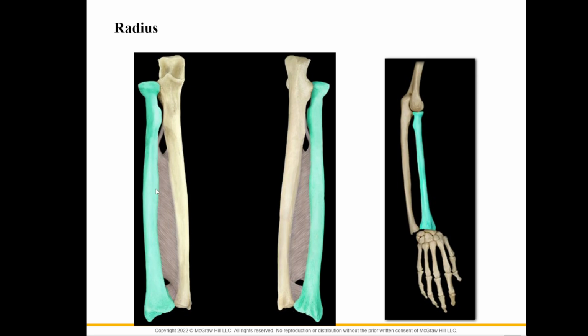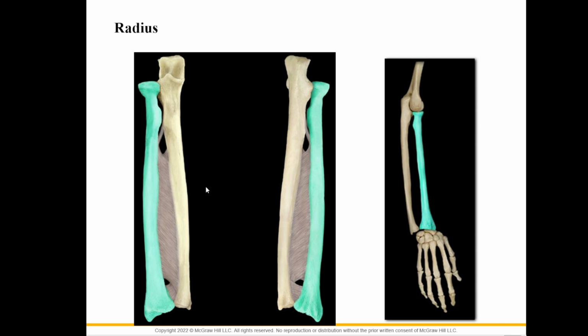So, radius is the shorter one. Now, this is anterior view. This is posterior view. So, usually, radius and thumb are on the same side. Please do remember that.